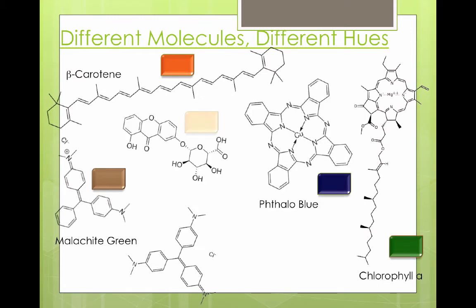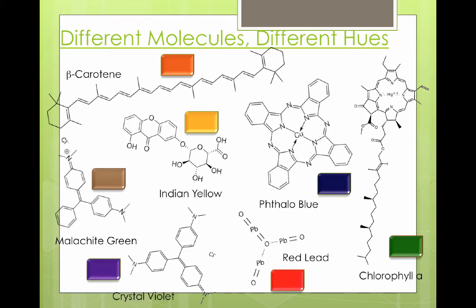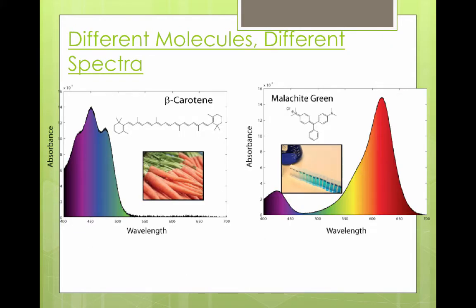So different molecules, because of the types of light they absorb and the types of light they reflect, have different colors that we see. This can help us in determining what it is that we're looking at, what sample we have, and how much of the sample is in our sample, or how concentrated our sample is.